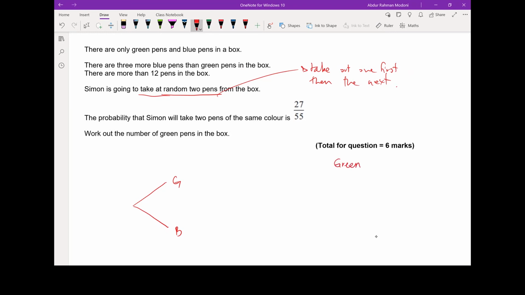The other thing which I do with these questions is always go and write down what we have, how many of each. So green, how many do we have? Blue, how many do we have? And then also the total, because this then enables us to write down what the probability is for each. So I've ticked the first sentence. I know there are green and blue pens in there.